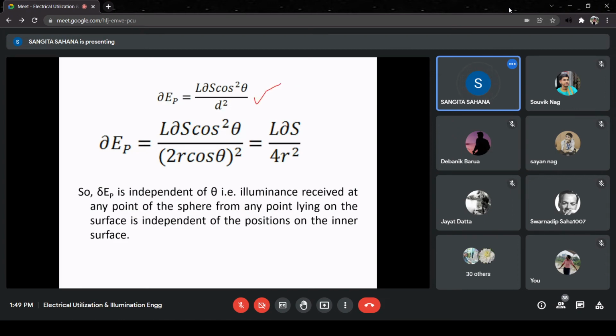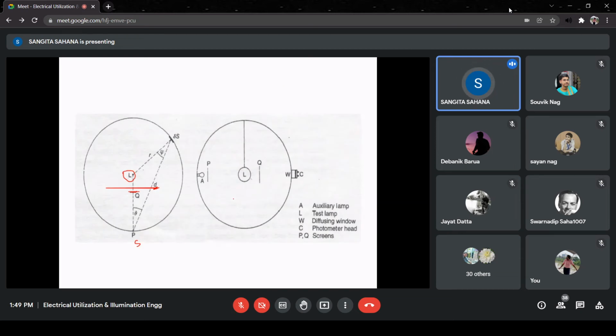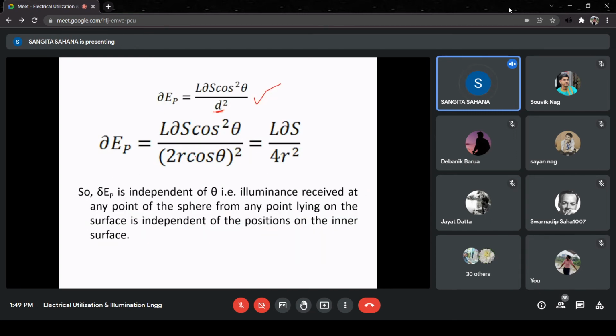Now if you express d in terms of r, we will get 2r cos theta. So it will be L delta S by 4r square. So illuminance received at any point P, or illuminance received at the sensor, will be L, where L is the luminance, then delta S is the emitting area, the area from where the reflected light is coming, by 4 into radius of the sphere. So you can see there is no theta, no phi.